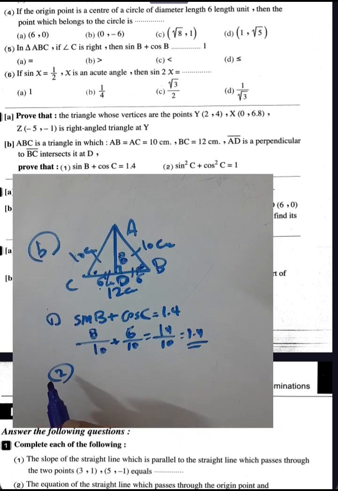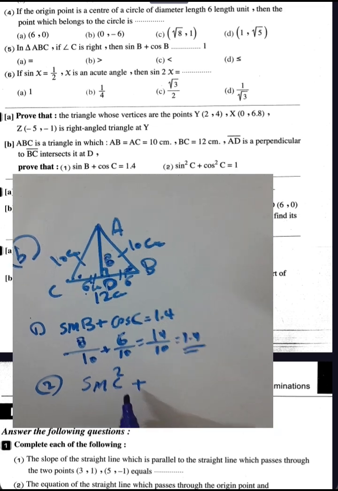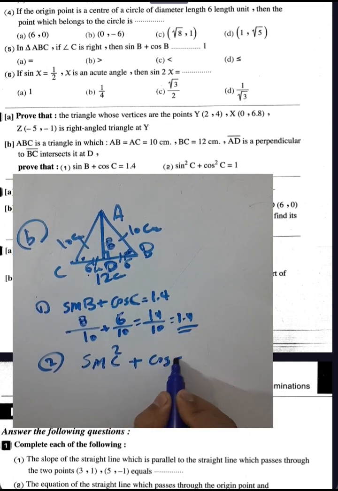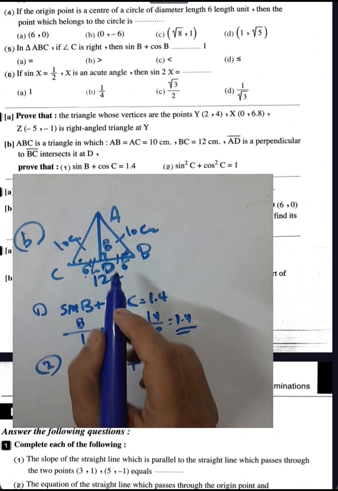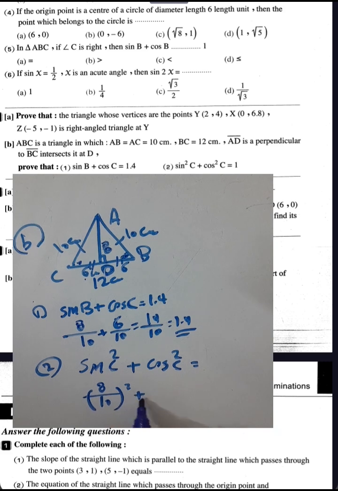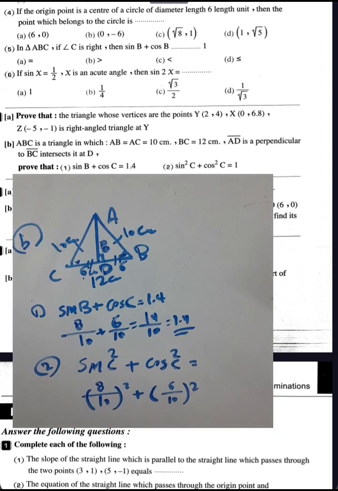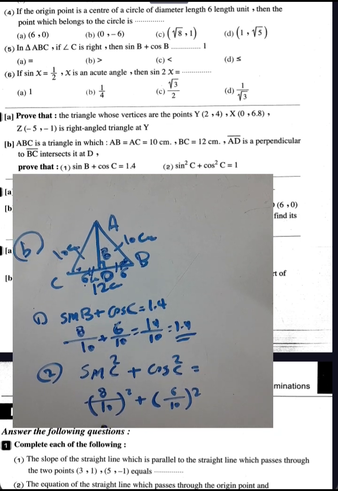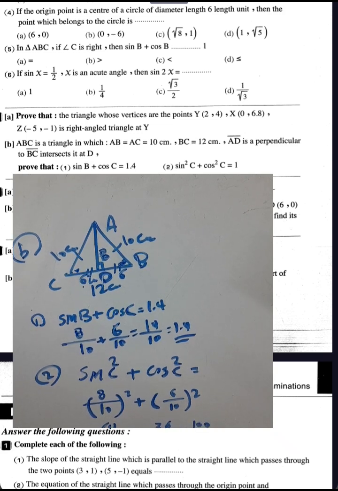It's exactly the result. And we can prove that sine C power 2 plus cosine C power 2 equals 1. How? We can put sine C opposite over hypotenuse, 8 over 10. And cosine C, 6 over 10. The result will be here 8 power 2, 64 over 100 plus 36 over 100, the result will be 100 over 100, the result will be 1.